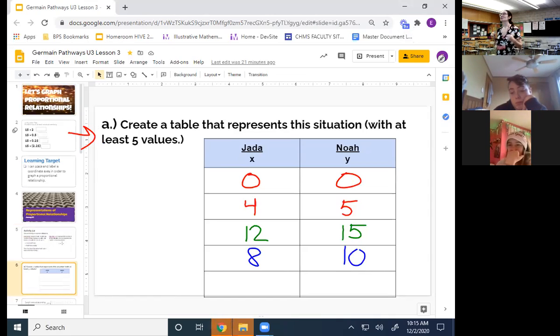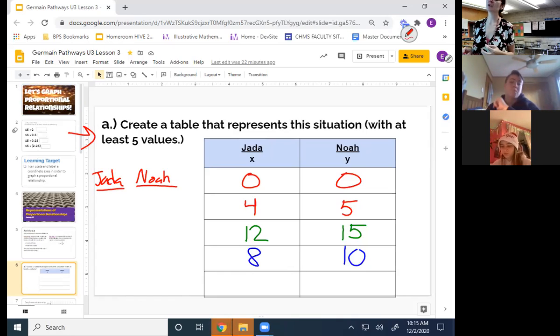Fantastic job. So now we are going to use this table. We're going to use this table to make a graph of this data. So what I'm going to do really quick is, because I can't flip back and forth, I'm going to write my data over here. Jada and Noah. While I'm writing this down, please make sure that you have this written in your table for yourself.